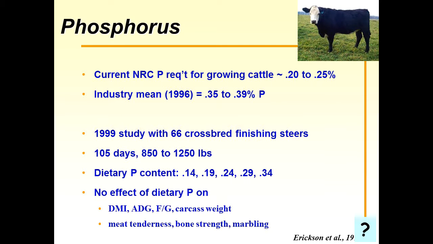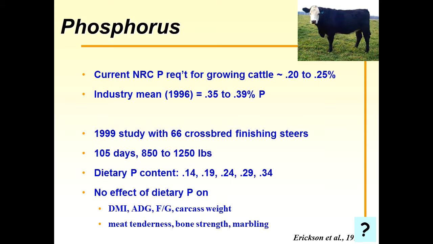Let me briefly touch on beef cattle because the same concept holds true, that overfeeding phosphorus directly increases the phosphorus content of manure. Then Galen Erickson out of Nebraska did the same kind of research with beef cattle that others did with dairy cattle, and basically found no effect of dietary phosphorus on any of the important growth or efficiency characteristics. Also, no effect of dietary phosphorus on bone strength and marbling and meat tenderness.